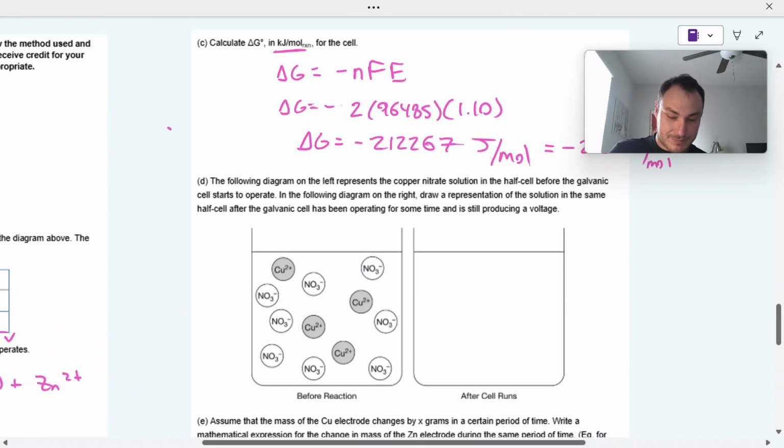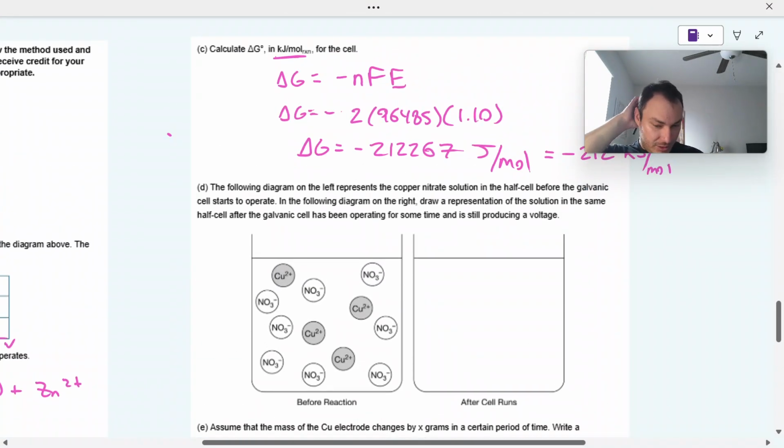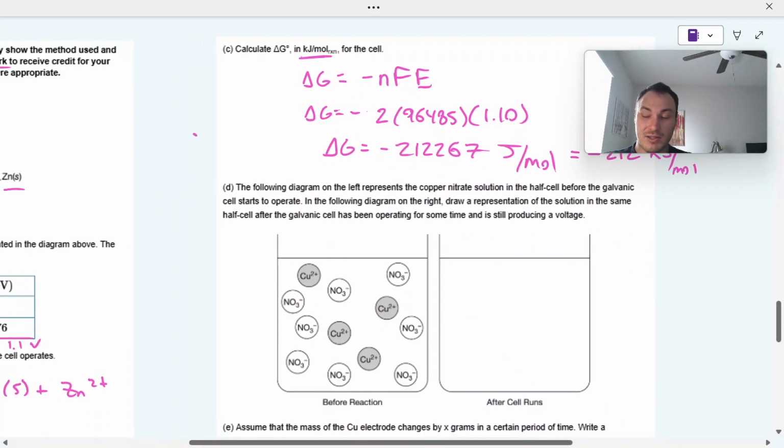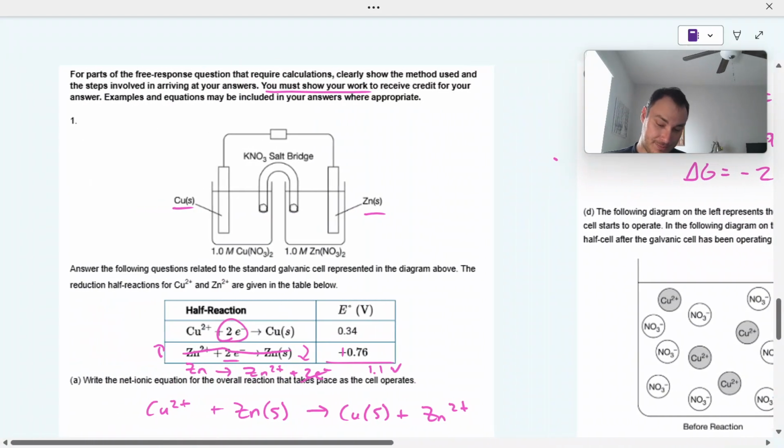All right. The following diagram on the left represents the copper nitrate solution in the half cell before the galvanic cell starts to operate. In the following diagram on the right, draw a representation of the solution in the same half cell after the galvanic cell has been operating for some time and is still producing a voltage.